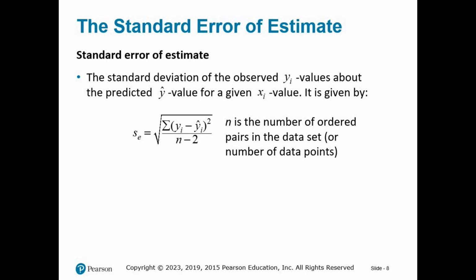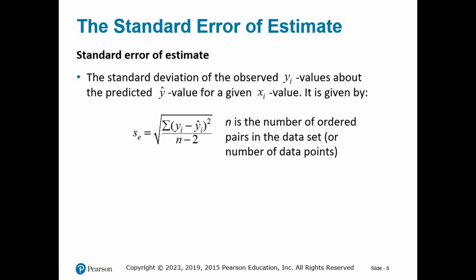Now, why are we calculating this value? The closer S sub e is to 0, meaning the smaller S sub e is, that means the closer my observed y values are to the regression line. This is a measure of error. How far away or how spread out are my observed y values in comparison to my predicted y values, my y values that are on the regression line?